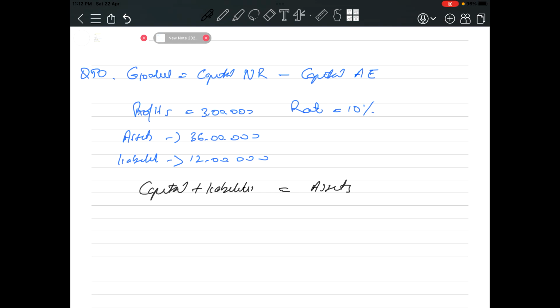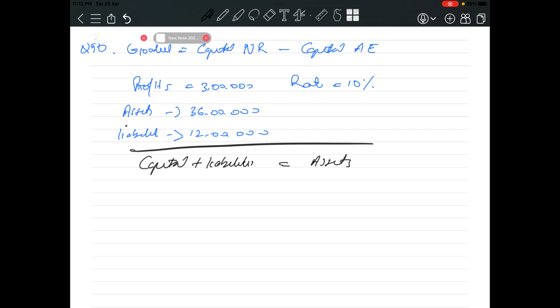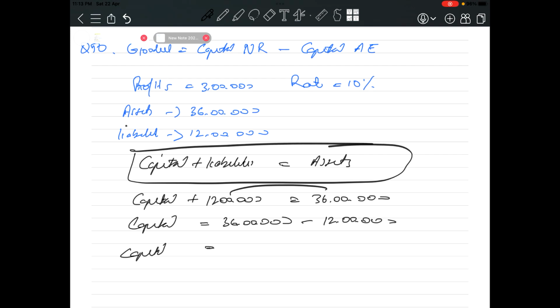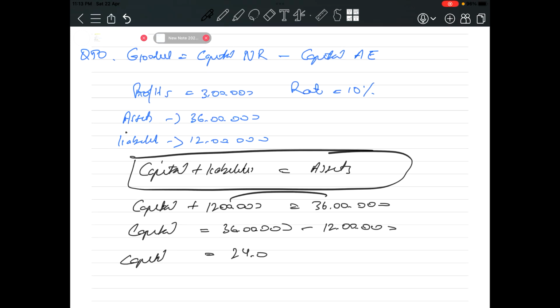They have given us data of assets and liabilities, but no problem, we are smart enough, we can find out the value of capital. Now let's apply this equation. We don't know the capital, but we know the liability is 12 lakhs and the asset is 36 lakhs. So what will be the capital? Simple. Capital is equal to 36 lakhs minus 12 lakhs. So capital will be 24 lakhs.